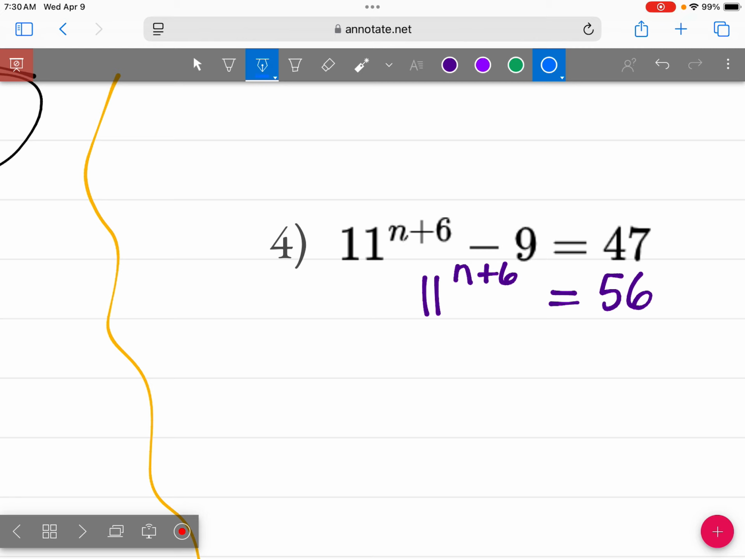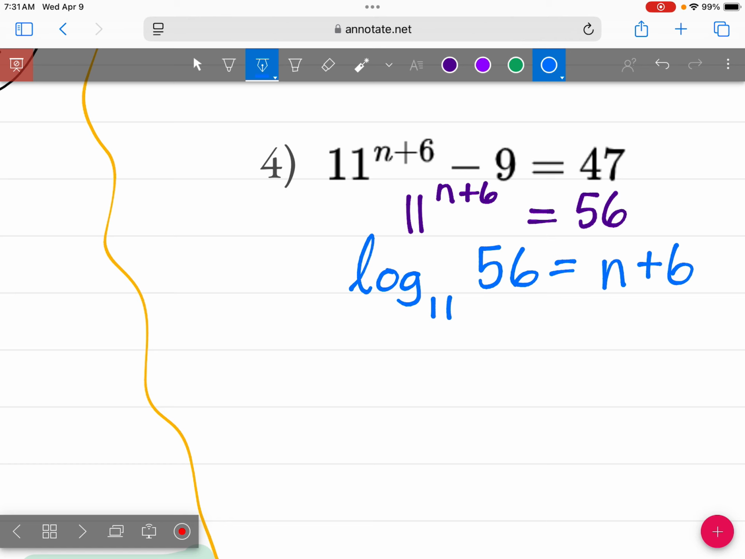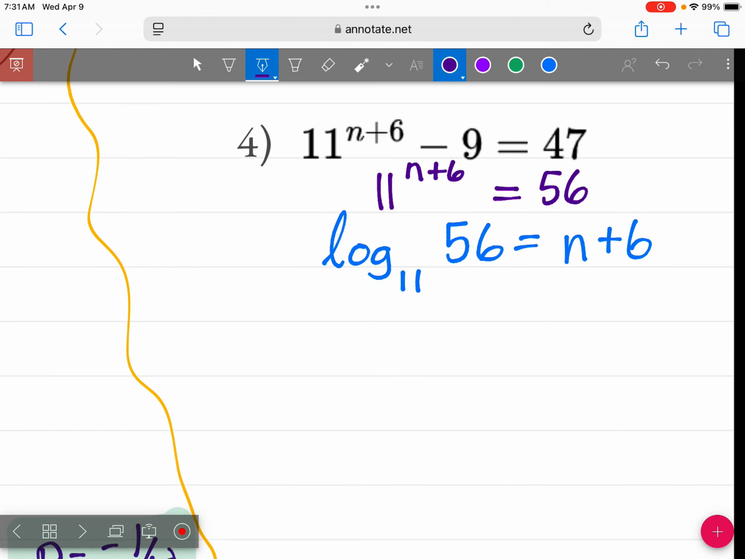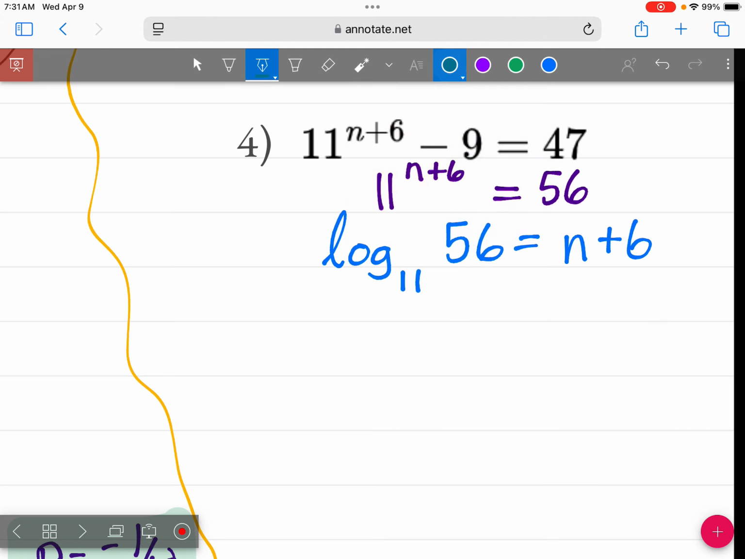Put it in log form. What's that going to be? Log, yeah, our base is 11. Our argument is the 56. And it's going to equal n plus 6. That was our power. What should we do next? Subtract 6. Yep. It's going to give us log base 11 of 56 minus 6 equals n.